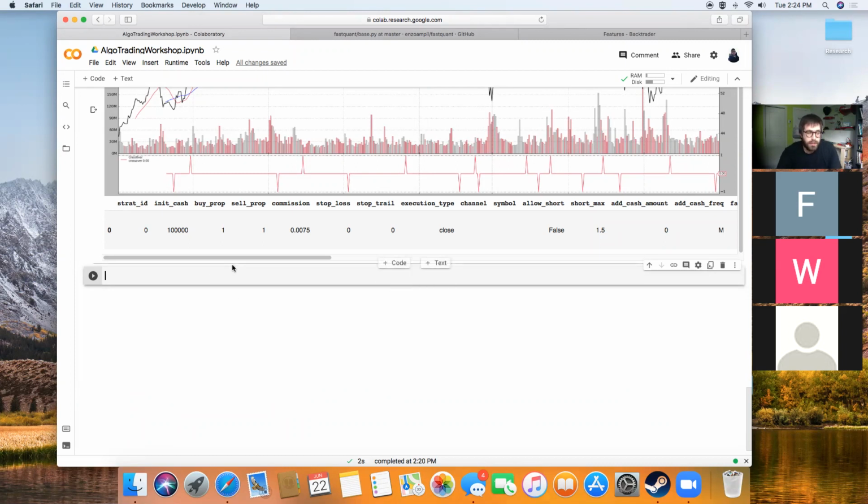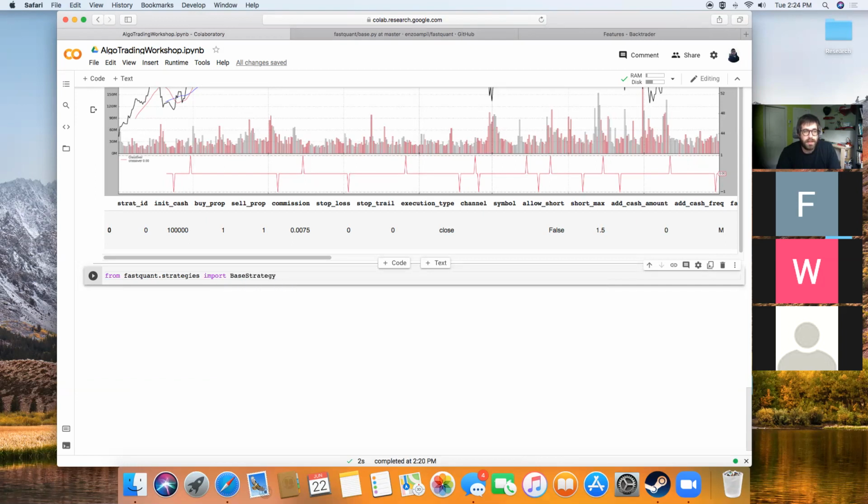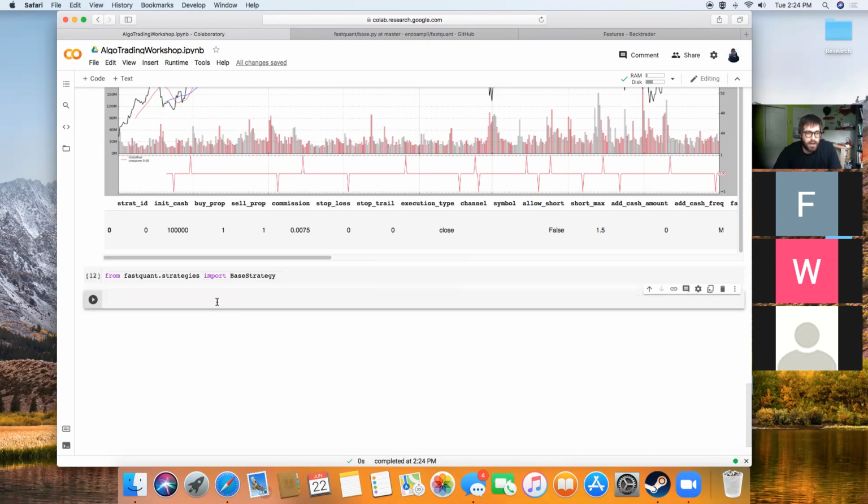Okay, so first I will import FastQuant. Import base strategy. So this will be the base strategy. And I will create a, let's actually do a, I don't know.